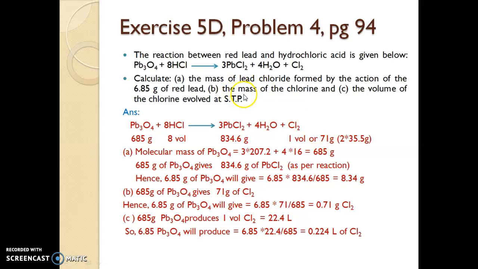Now here, mass of chlorine is also asked, volume of chlorine is also asked. So I have mentioned it over here, 1 volume or 71 gram. So you can find out how much chlorine is produced from 6.85 gram of red lead. Here the basis is 6.85 gram of red lead. Similarly, you can find out the volume of the chlorine.